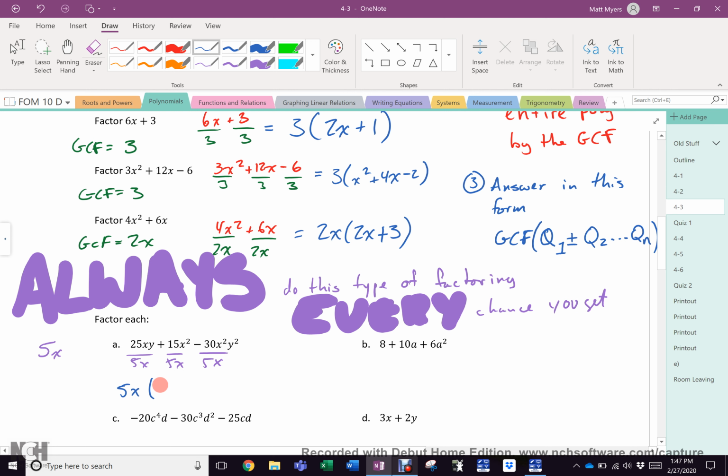What's this one going to be? 5y plus 3x minus 6xy squared. Now, technically, this is written in the wrong order.